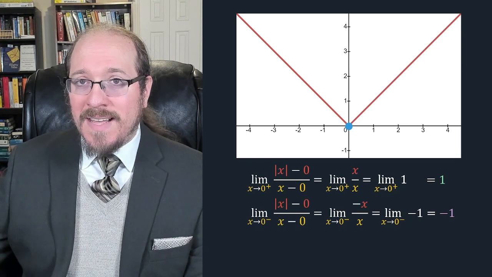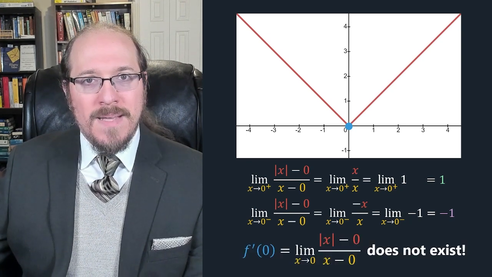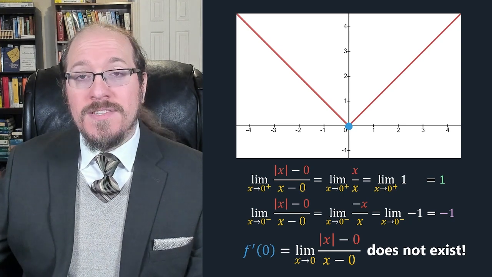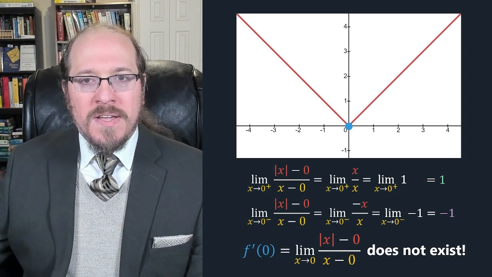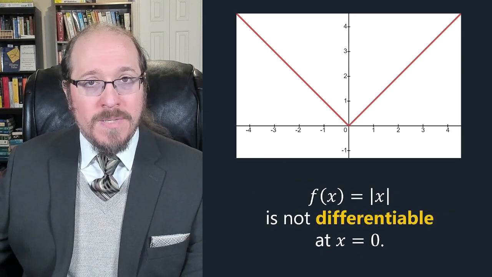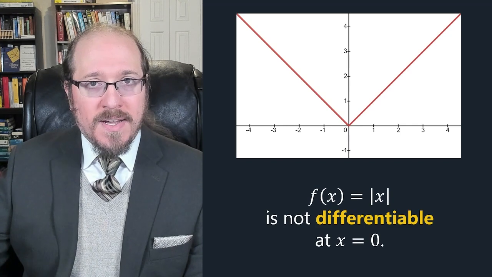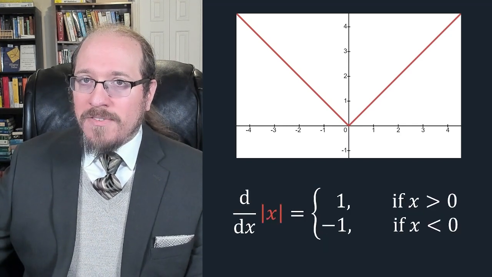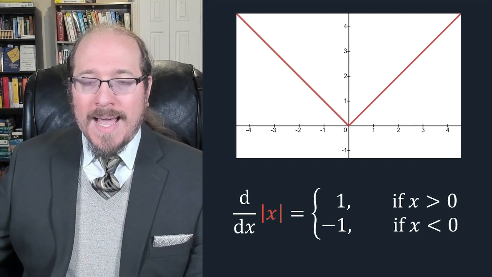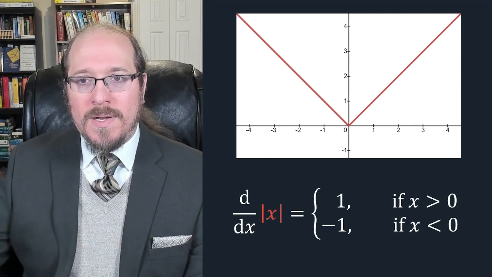And that means the left-hand and right-hand limit don't match, which means that the limit that defines our derivative doesn't exist. We say that absolute value of x is not differentiable at x equals 0, because the derivative of absolute value of x is undefined there. It is differentiable everywhere else though. At any other point, the derivative comes out to 1 or -1.